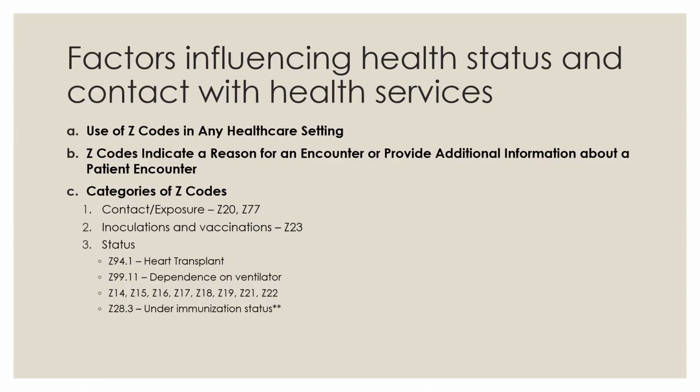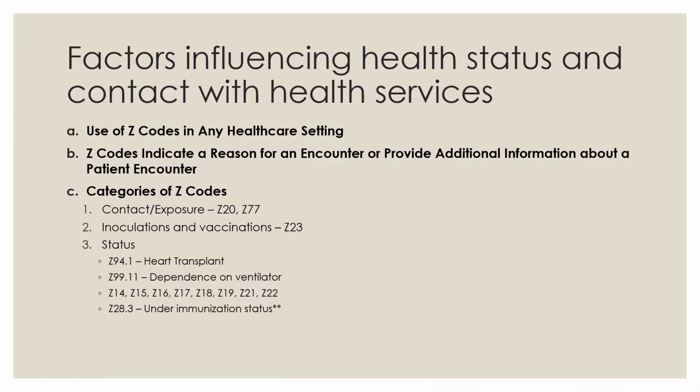Category Z77, other contact with and suspected exposures hazardous to health, indicates contact with and suspected exposures that are hazardous to their health. Contact or exposure codes may be used as a first listed code to explain an encounter for testing or more commonly as a secondary code to identify a potential risk.